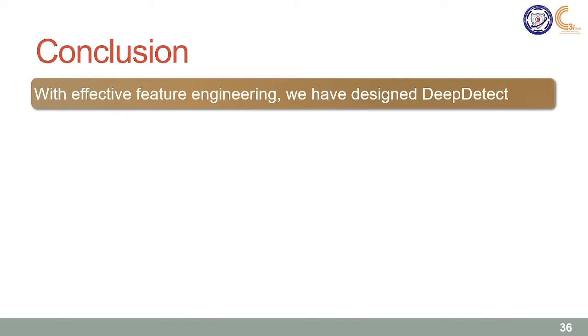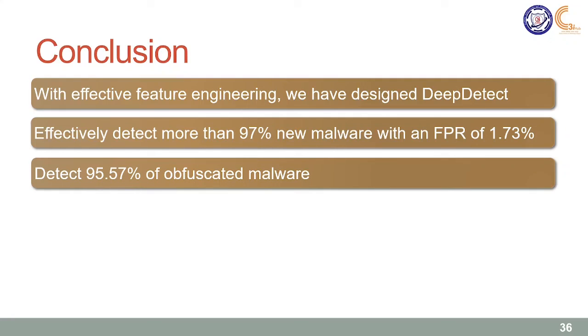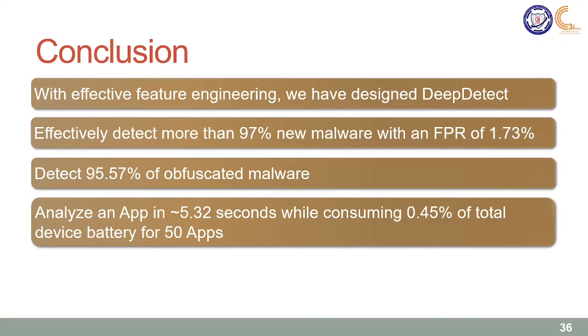In conclusion, with an effective feature engineering framework, we have designed DeepDetect. We found that DeepDetect can detect more than 97% of new malware with a false positive rate of 1.73%. Furthermore, DeepDetect can detect 95.57% of obfuscated malware. Lastly, DeepDetect can analyze an app in approximately 5.32 seconds and consume 0.45% of total device battery to analyze 50 apps.